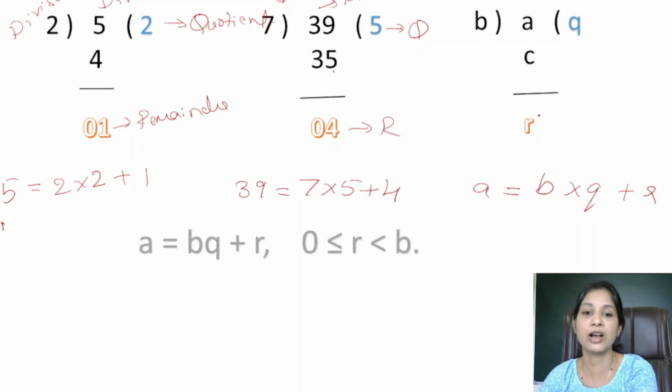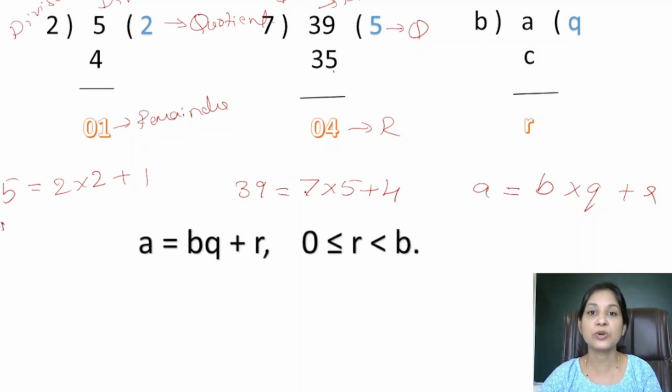So in general, how will we write? A is equal to BQ plus R, where R lies between 0 and B, or in other words, R is greater than or equal to 0 and less than B. This is nothing but Euclid's division lemma.